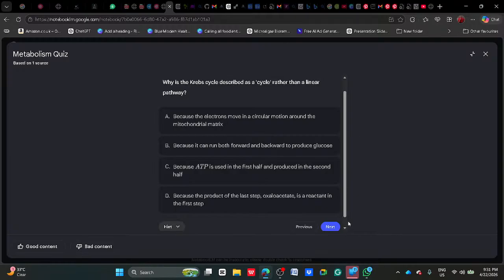So why is the Krebs cycle described as a cycle rather than a linear pathway? This one is calling for your thoughts. Glycolysis is almost like a straight line from step 1 down to step 10. However, the Krebs cycle has just about 5 or 6 molecules. They form a cycle. So you need to respond to that.